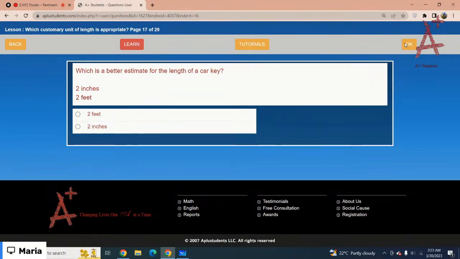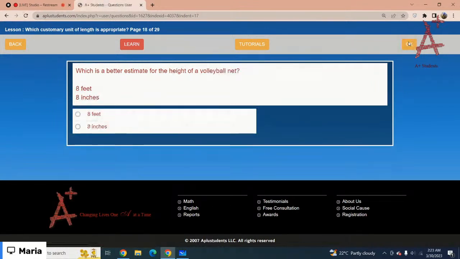Which is the better estimate for the length of a car key? The length of the car key would be 2 inches. Got it? The correct option is 2 inches.